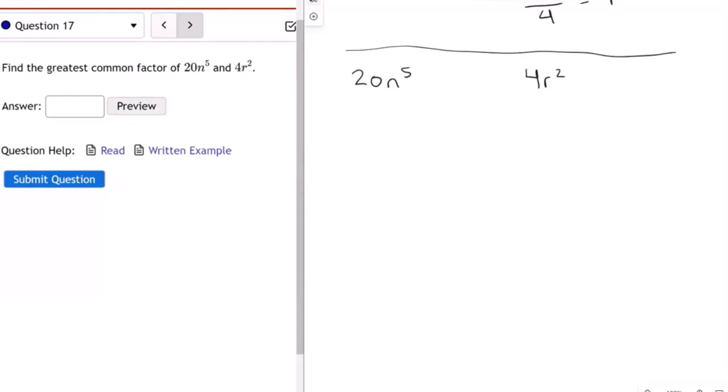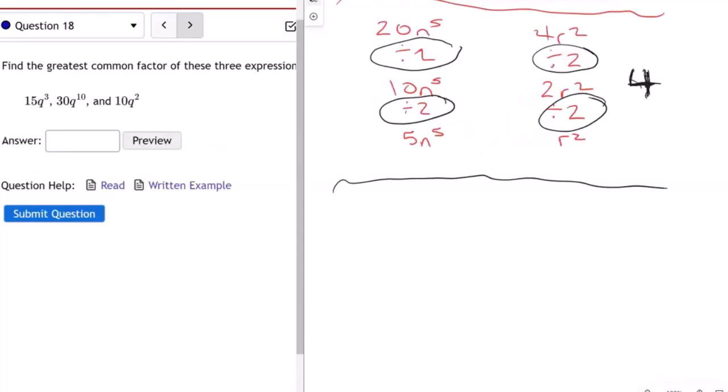Short way. When I look at these both, I can see that we have an n to the 5th and we have an r squared. They have nothing in common. We just let those go. Now we have a 20 and a 4. Well, the biggest thing that I could divide into 4 is 4. And if I look at my 20, can I divide 20 by 4? Yes. If I make it 8, well, then I have a fraction. The biggest I can make it is 4. Okay, well, I can divide that by 4, and it works. And I can divide that by 4, and it works. 4 is my greatest common factor.